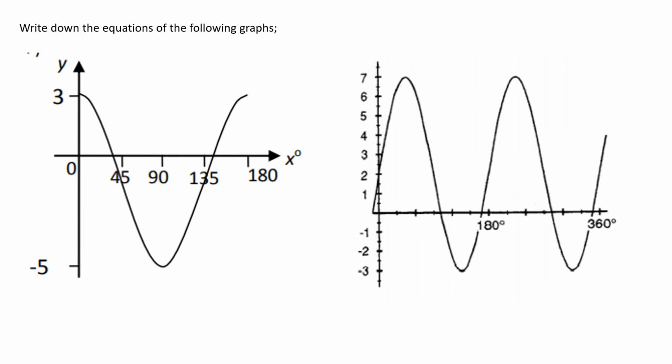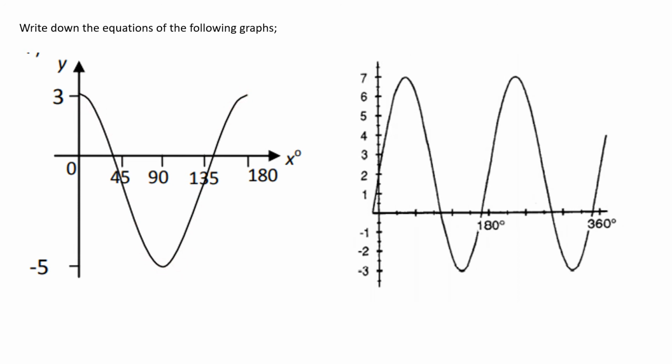The last thing we're going to have a look at is to be able to see a graph and identify what the equation is. So here, this is quite an exam style question. Write down the equations of the following graphs. Well, let's have a look at the one on the left. The first thing you need to ask yourself is, what is the shape of this? Is this sine or is this cos?